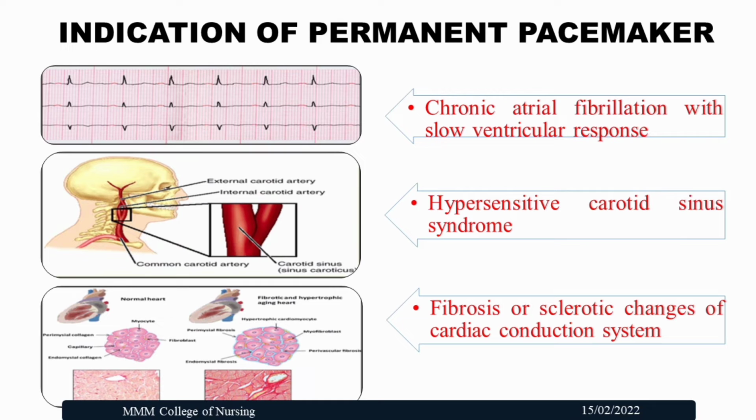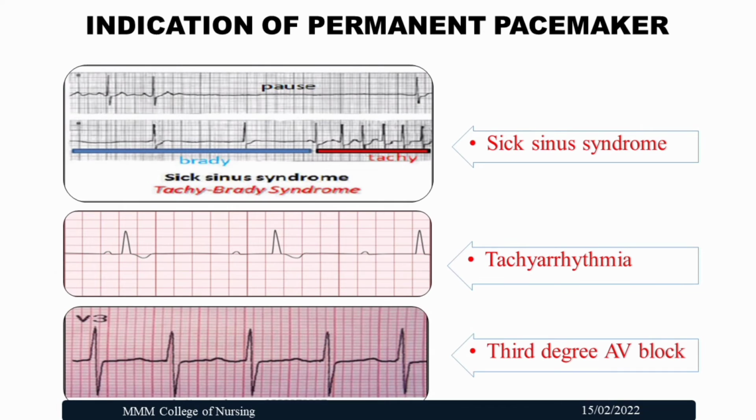Next, let's see the indications of a permanent pacemaker. They include chronic atrial fibrillation with slow ventricular response, hypersensitive carotid sinus syndrome, fibrosis or sclerotic changes of the cardiac conduction system, sick sinus syndrome and tachyarrhythmia, and third degree atrioventricular block.